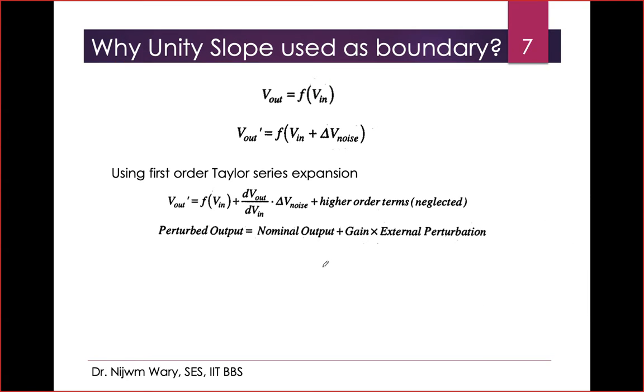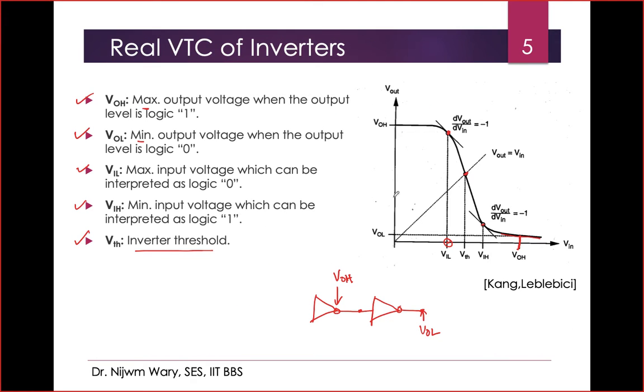Now, we have used a negative slope here, which is -1. Then one may ask, why are we considering this -1 at a point? Why not the other points here, like -2, -3? Why are you defining this -1?